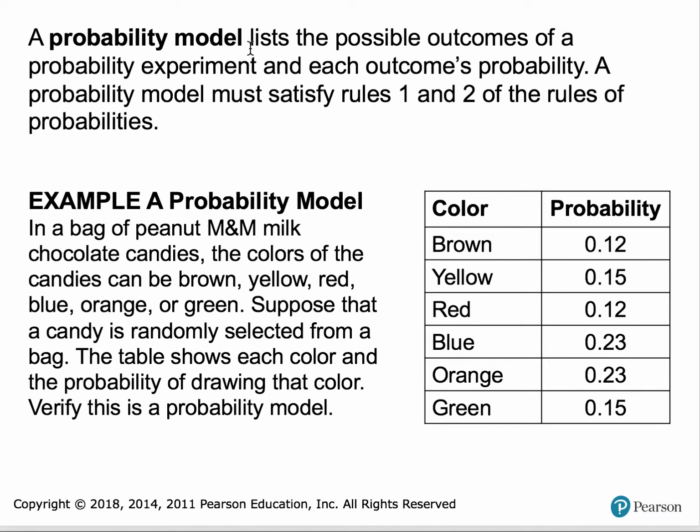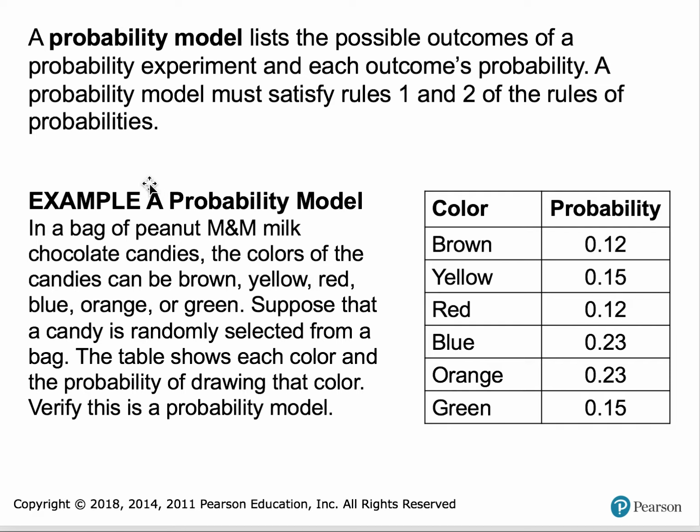Okay, a probability model lists the possible outcomes of a probability experiment and each outcome's probability. So like this. This is about colors of M&Ms, and it lists their probability. So it's a frequency distribution table, except one of our columns is the probability of each event occurring. Okay, a probability model must satisfy rules 1 and 2.